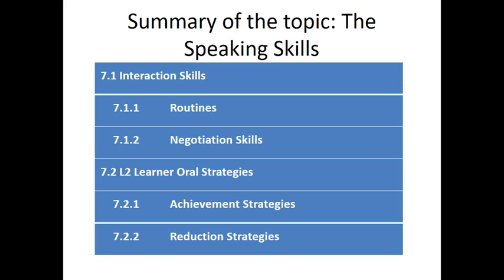So, summary of the topics for speaking skills. There are some other points which will be discussed later, but these are the main points: interaction skills, routines, negotiation skills, learner oral strategies, achievement strategies, and reduction strategies. So, on the interaction skills, routines, and negotiation skills. Then, under learner oral strategies, achievement strategies, and reduction strategies. So, let us move forward in our discussion.